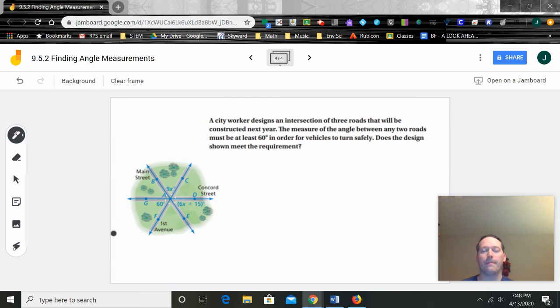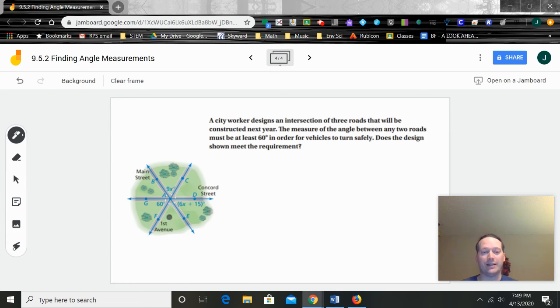Let's get to the last one. How does it actually work? So a city worker designs an intersection of 3 roads that will be constructed next year. The measure of the angle between any 2 roads must be at least 60 degrees in order for the vehicles to turn safely. Does the design shown meet requirements? Okay, so we need to say, do all of these angles equal or at least 60 degrees? Well, if you notice, there's a whole bunch of vertical angles here.